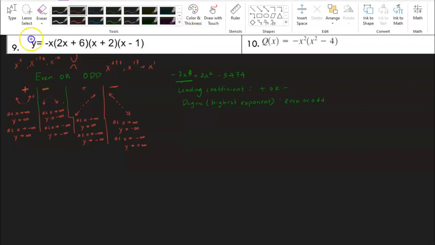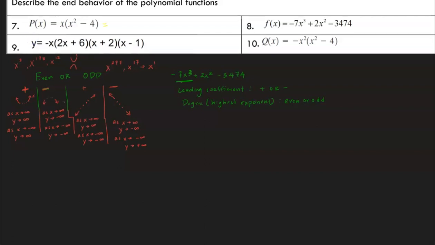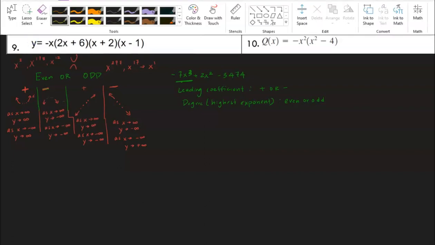let's go ahead and do yellow. Okay. No, not yellow there.